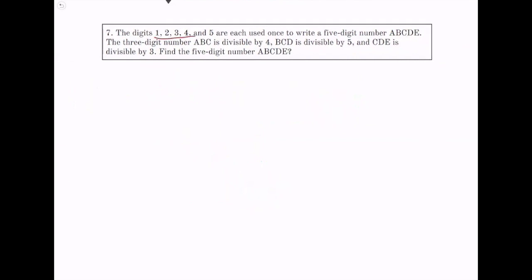Digits 1, 2, 3, 4, 5 are each used to write a 5-digit number, A, B, C, D, E. The 3-digit number ABC is divisible by 4, BCD by 5, and CDE by 3. Find ABCDE.